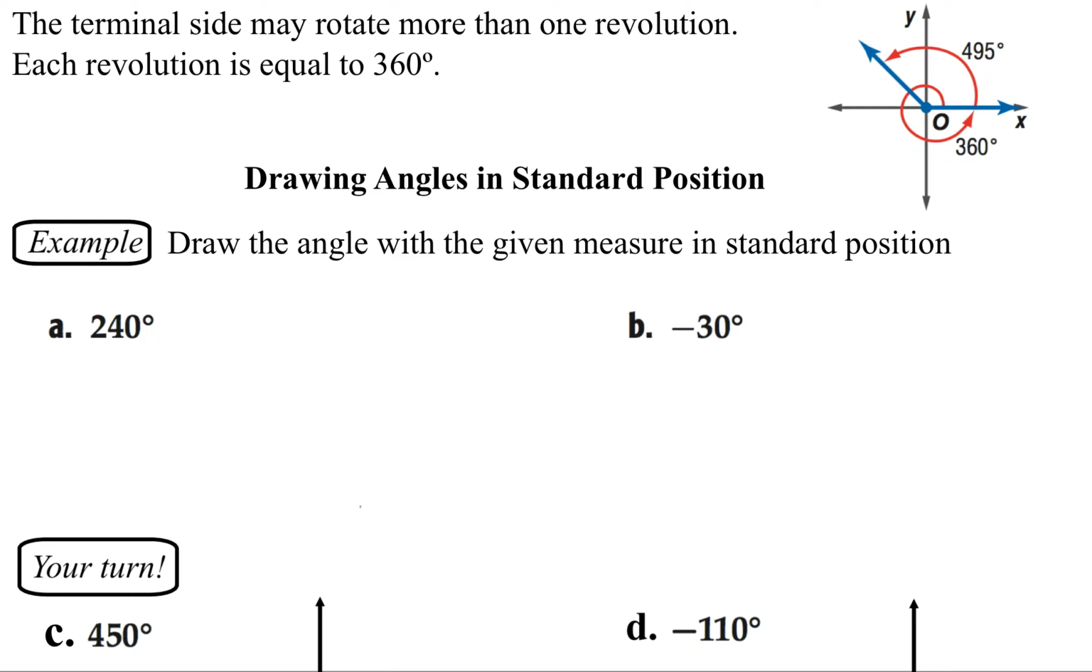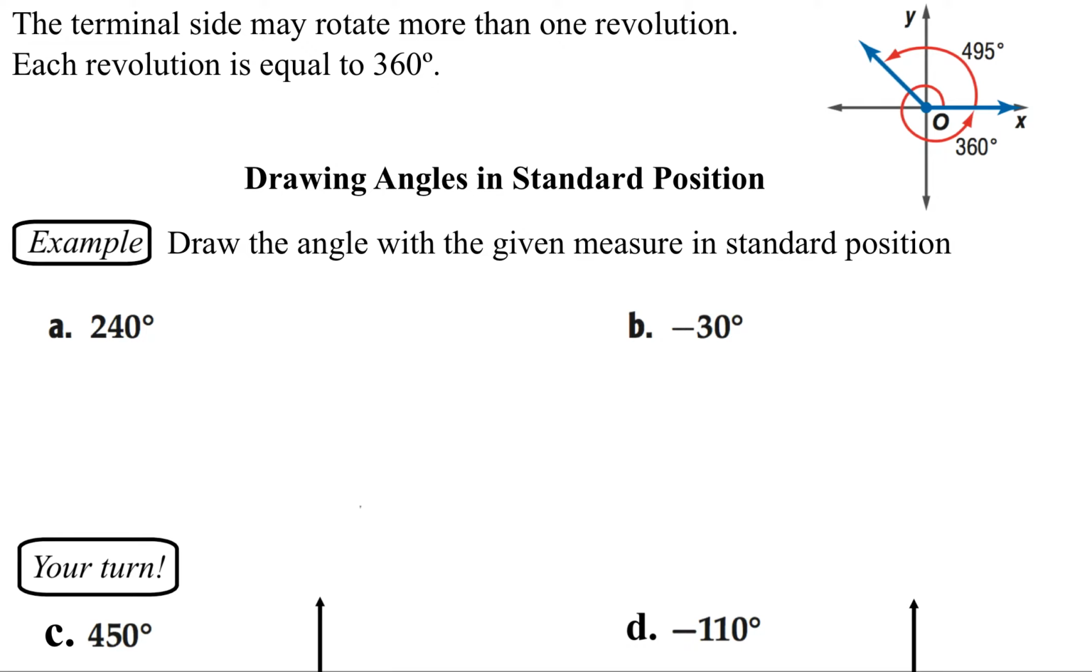For the terminal side, we can have angles that are more than 360 degrees. That just means it rotates around more than one revolution. And each revolution around, you probably already know, is 360 degrees. So if you have an angle bigger than 360, that means you have more than one rotation. So in your homework, you may be asked to draw angles that are bigger than 360, and that's how you would show that.